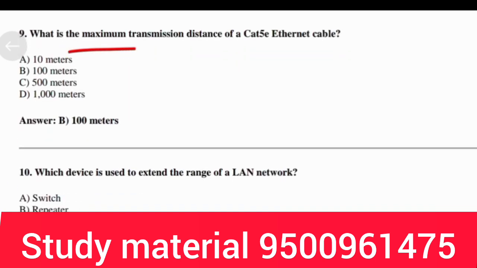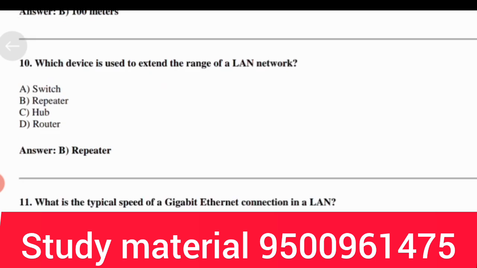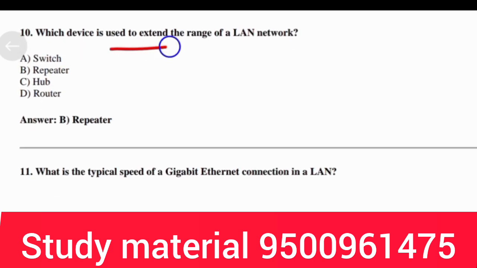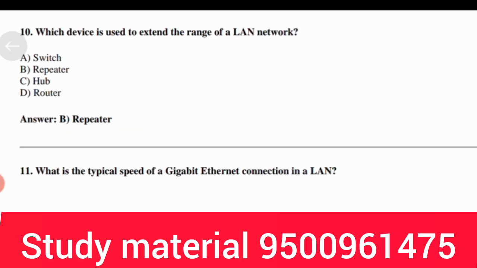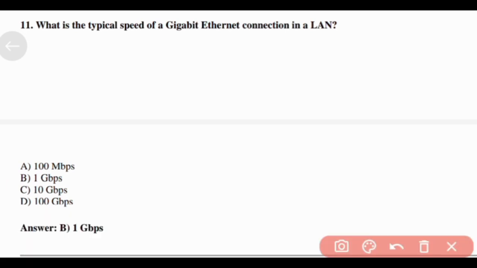What is the maximum transmission distance of a Cat5e Ethernet cable? 100 meters. Which device is used to extend the range of a LAN network? Repeater. What is the typical speed of a gigabit Ethernet connection in a LAN? 1 Gbps.